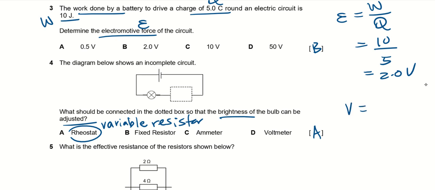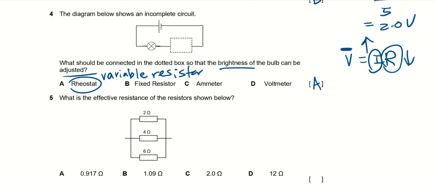And because V equals IR, the current can tell us whether the bulb will be brighter or less bright. Because our V is fixed, if we add a resistor in series, we are able to control the resistance. So if I want the current to be more, I want the light bulb to be brighter, right? So my resistance, I can adjust it to be lower.